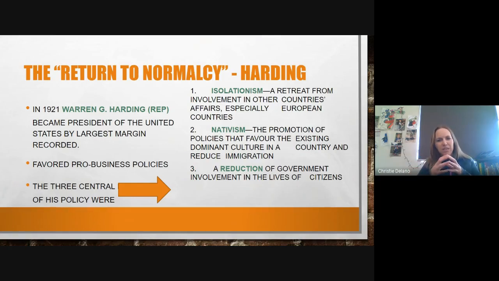This idea of nativism, the promotion of policies that favor a specific dominant culture in a country, reducing immigration, and a scaling back or reduction in the amount of government intervention in the lives of citizens. Those were the three central pieces of President Warren Harding's policies in the United States in 1921. Very pro-business, trying to re-stimulate the economy, but in a different way.